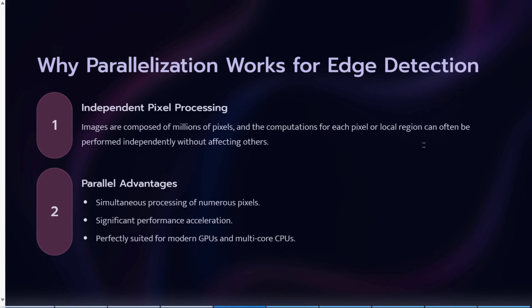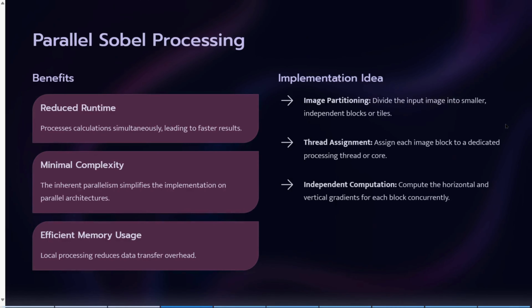Parallel processing works very well for edge detection because each pixel or region of the image can be processed independently. That means we can split the work across different threads or cores, so thousands of pixels are handled at the same time instead of one by one. This gives a big speed improvement.